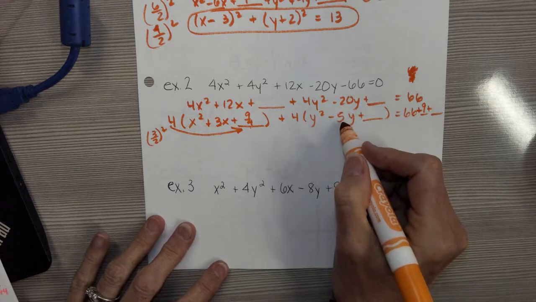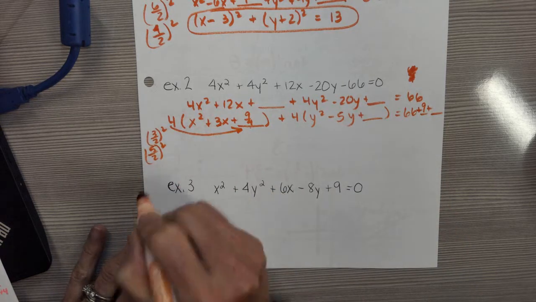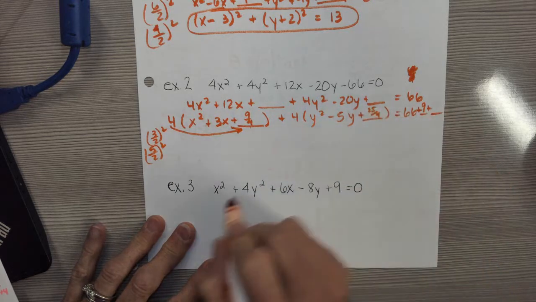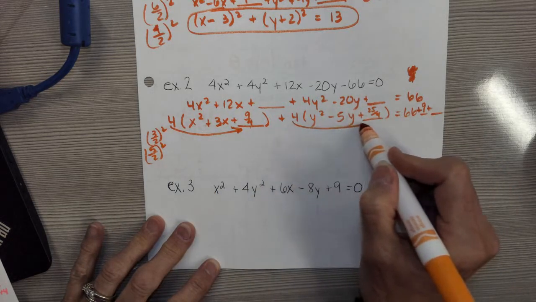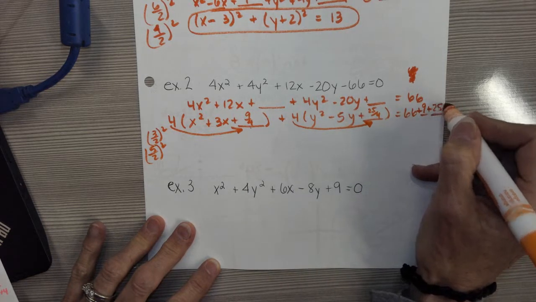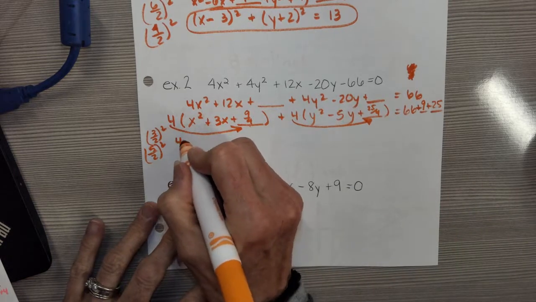And then I'm going to do the same thing over here. This is 5 divided by 2 squared is 25/4. But what did I really add to that side? It's really 4 times 25/4, which is really just 25. Okay, and then I'm ready to factor. Okay, and this 4 is going to stay here.